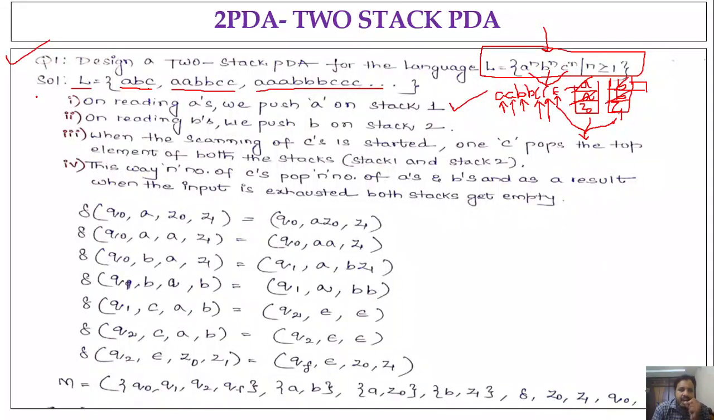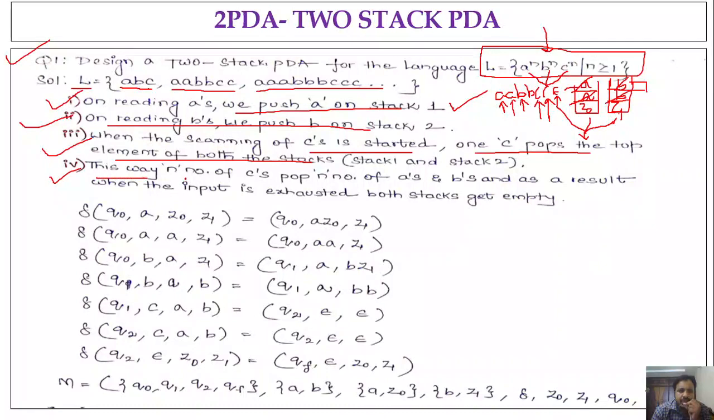Okay, so here we are having the 4 steps which I have mentioned here. On reading A, we push A onto the stack 1. On reading B, we push B onto the stack 2. When scanning C is started, one C pops the top of both the stacks. Okay, that means whenever you read one particular C, you have to pop the stack 1 and stack 2 as well. Okay, next, by doing this way, n number of C's pops n number of A's and n number of B's from both the stacks, and as a result, when the input is exhausted, both stacks will get empty.